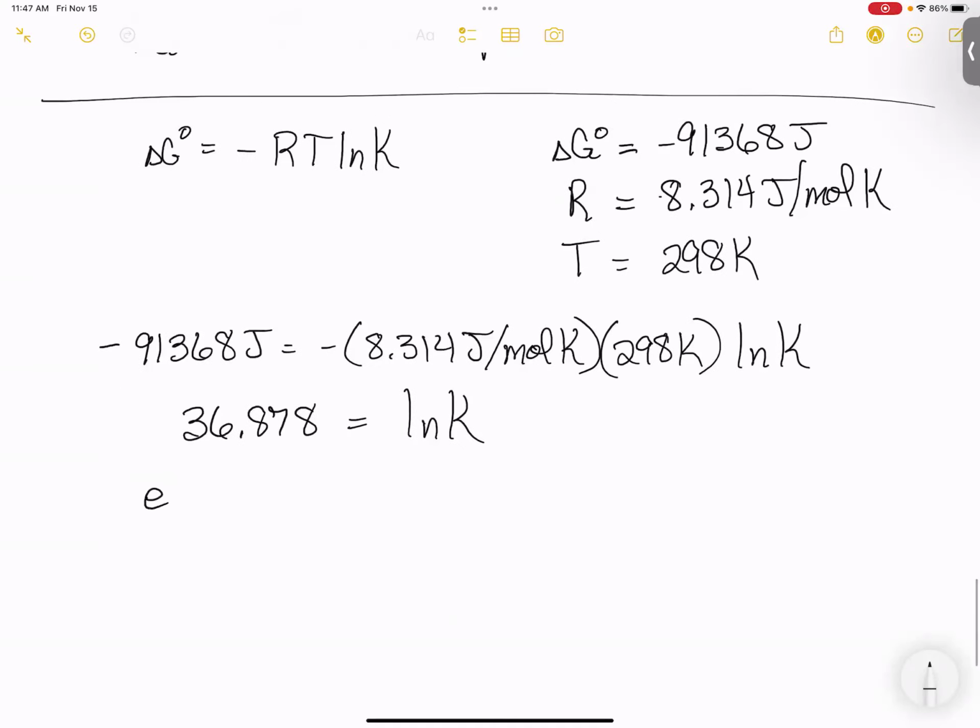Taking the exponential of both sides, that will get rid of the natural log. And so when we actually key that into the calculator, we get 1.037 times 10 to the 16th is equal to our equilibrium constant.